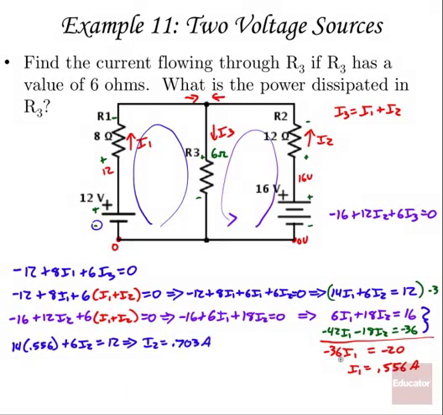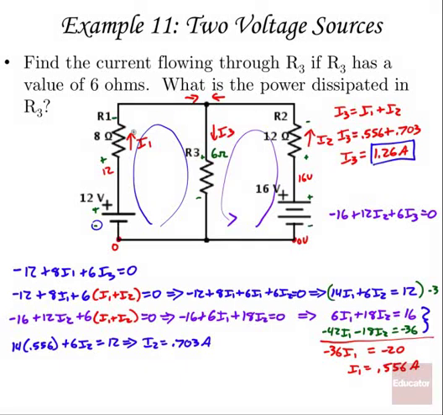So I know I1, I know I2. I3 is just I1 plus I2. So I3 equals 0.556 plus I2, which is 0.703. I find that I3 is going to be equal to 1.26 amps. So find the current flowing through R3. That's I3. So we've done one of those. Let's make sure we box our answer so we don't lose it.